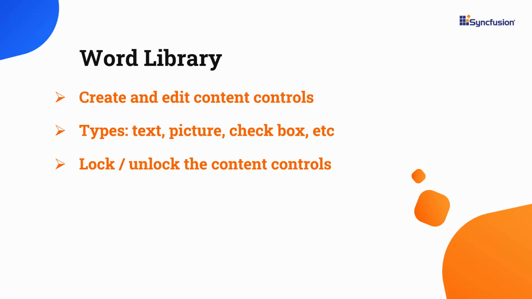The Word Library allows you to create and edit content controls in the Word Open XML format documents. The types of content controls are text, picture, checkbox, date picker, etc. You can lock or unlock the content controls to prevent deletion or editing by the users.